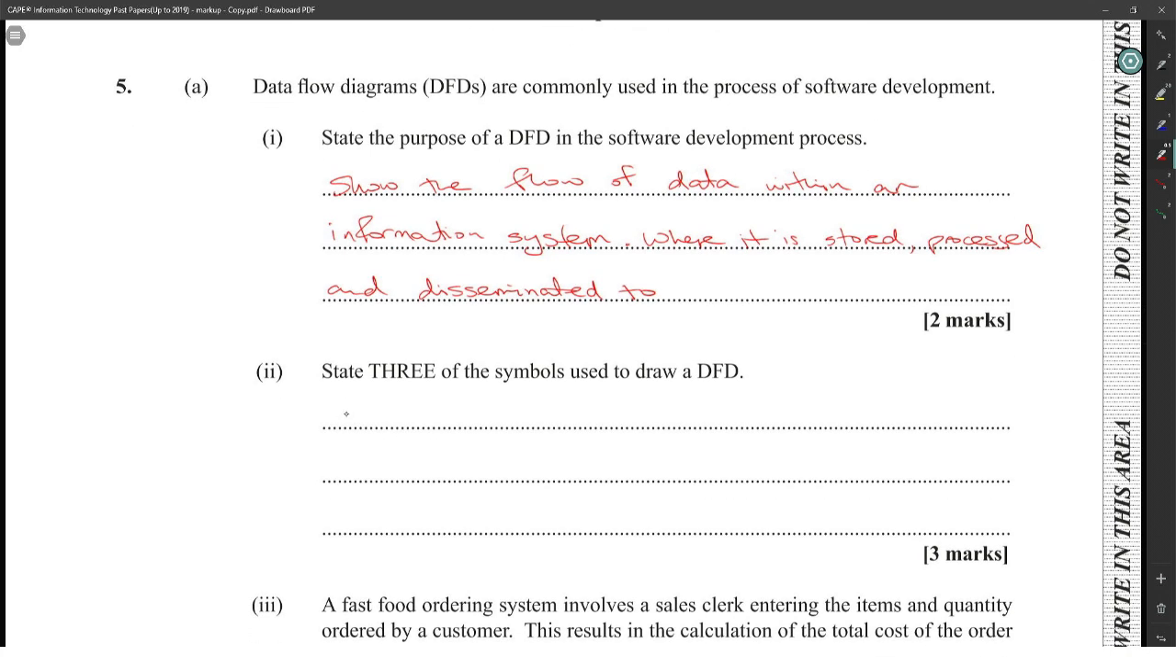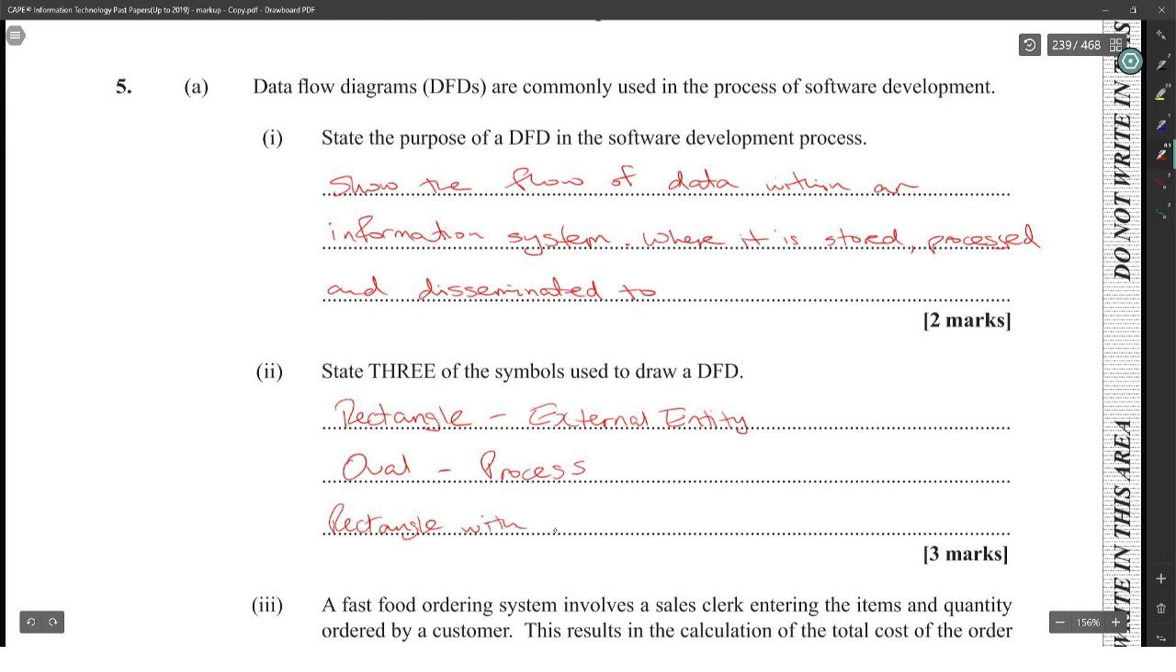You have a rectangle, an oval, and a rectangle is an external entity. An oval is a process, and I don't even know what to call a storage. A rectangle with a square. Let's just draw it. Yes, a rectangle with a square is a data store, and then an arrow is a data flow arrow.